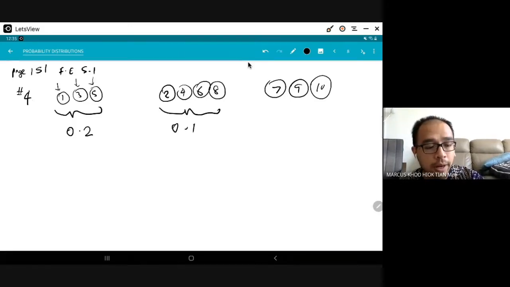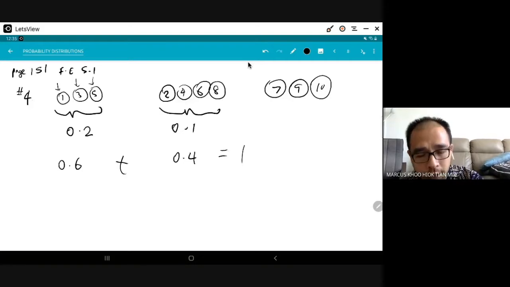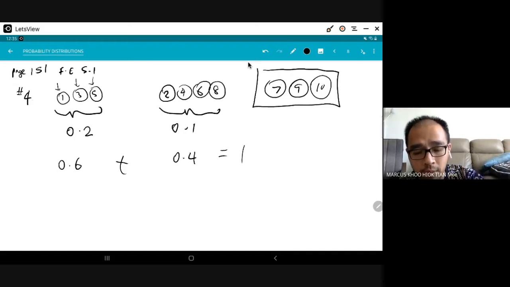So maksudnya kebarangkalian untuk mendapat ini adalah 0.6. And then this one setiap satu 0.1, so 0.4. So I thought, oh okay lah, ngam sudahlah kan. 0.6 plus 0.4 equals to 1. But then the problem came with, kenapa ini 7, 9 dan 10 ada? Why is there a 7, 9 or 10?